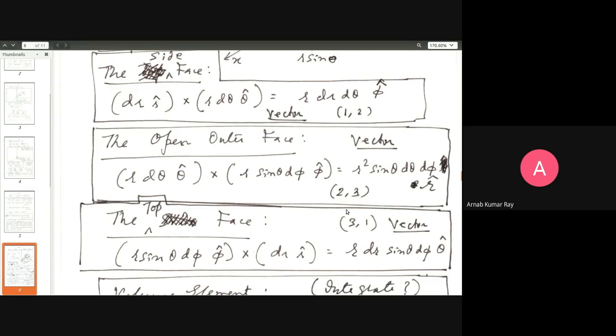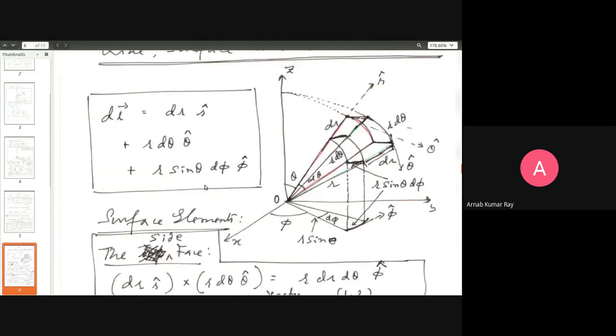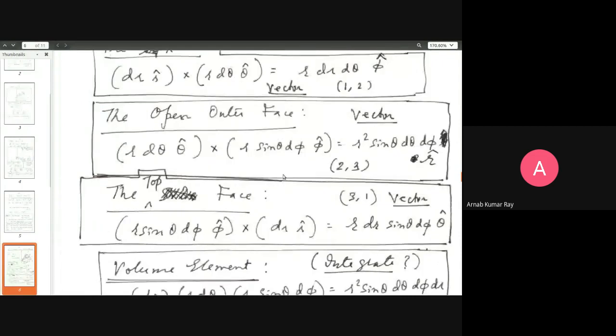Okay, the third face is trapped between vector 3 and vector 1. Vector 3 is this way, and vector 1 is this way. So basically it is trapped between, so it's this top face or the bottom face. That's the third vector, and this is the first vector. So open outer face, the top face is what you have, 3 cross 1. And you will have r sine theta d theta phi cap cross dr r cap. Okay. So that's what you have, and the unit vector will be the second vector. Phi cap cross 3 cross 1 is equal to 2 r dr sine theta d phi.